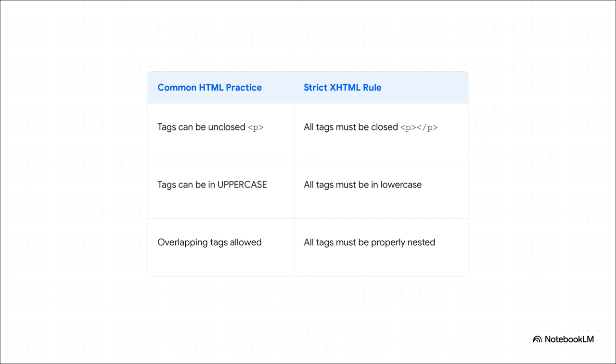This table really shows you what that strictness looks like. In plain old HTML, you might forget to close a paragraph tag. No biggie, the browser will probably figure it out. In XHTML, nope, that's an error, that breaks the page. In HTML, you can use uppercase tags, lowercase, whatever. In XHTML, everything must be lowercase. It's all about discipline, making sure every document is perfectly structured.